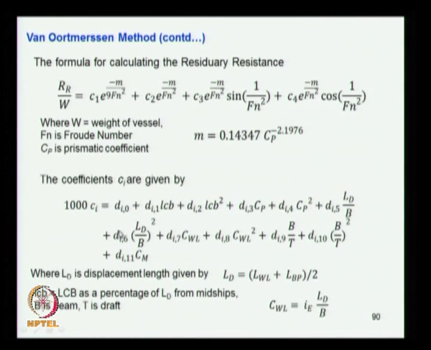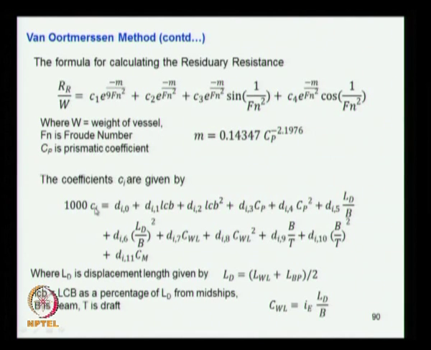This expression depends on LCB, the prismatic coefficient, LD by B, that is displacement length by B, the waterplane area coefficient, the B by T ratio, and also the midship area coefficient. So it depends on the major geometric parameters of the vessel. At this stage of the design you are expected to have all these known. Then you can find the Ci from the table in the next slide, and put these Ci values here along with M and the Froude number. We get RR by W.